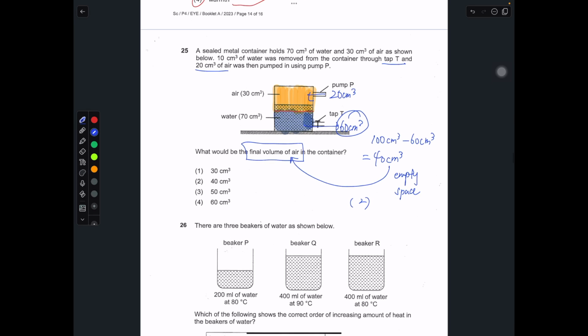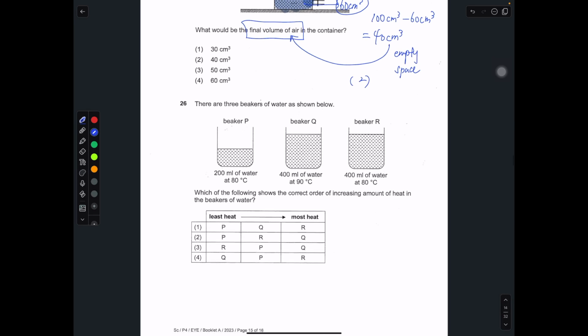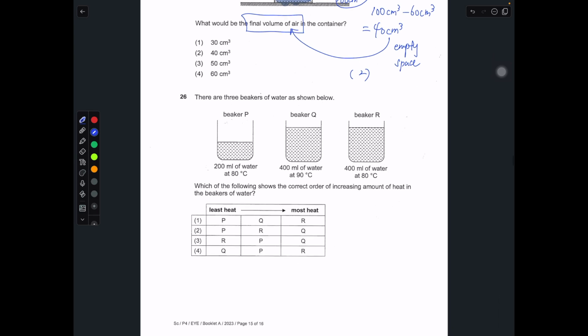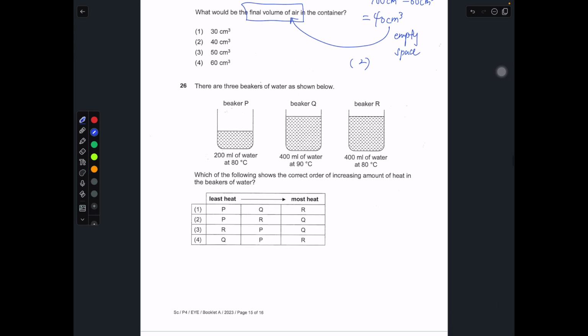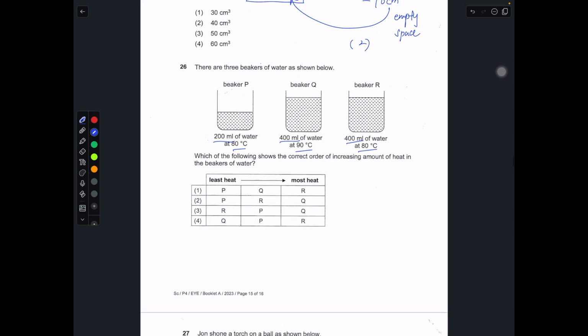Okay, number 2. There are 3 beakers of water as shown, P, Q, R. Okay, they have 200, 400, 480, 90, 80. Which of them shows the correct order of increasing amount of heat? So least means the lowest heat, most means the highest amount of heat. Okay, in this case, let's take a look at this.